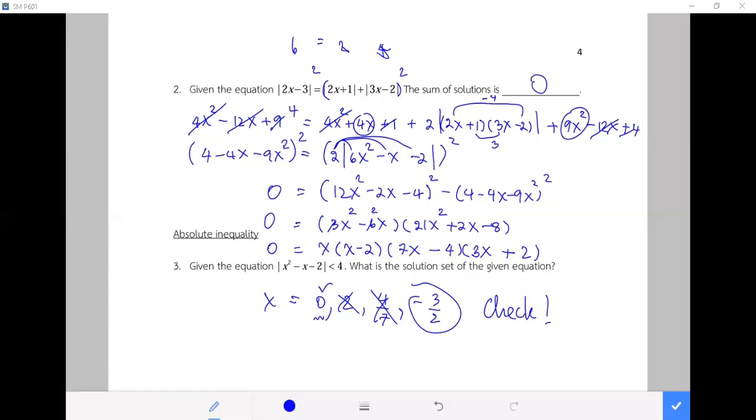Okay. So I think that I'm going to stop it here, and I'll show you the other part of the solution later.